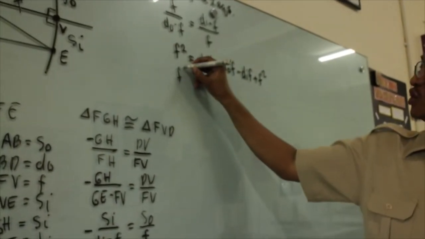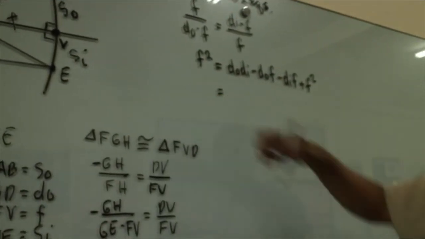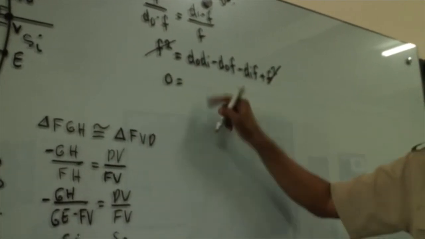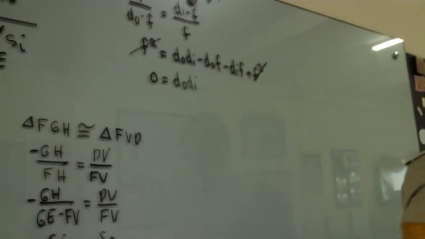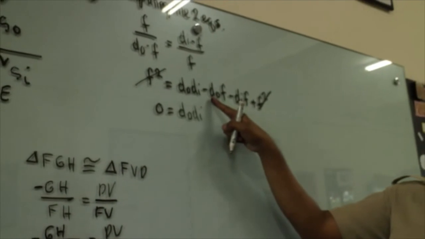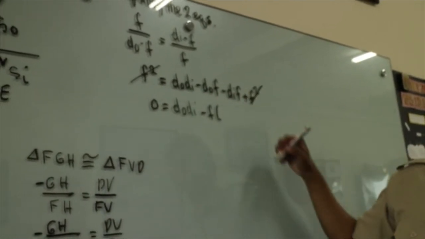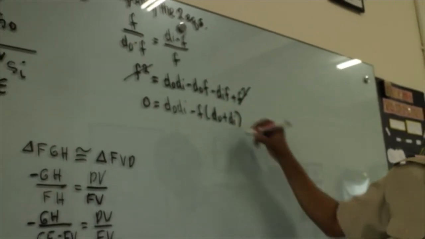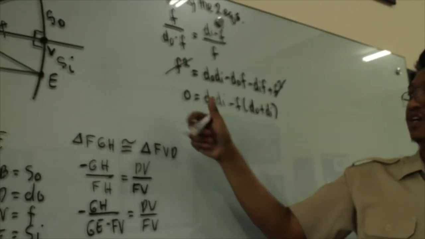We have F squared is equal to, by the way, we have something to cancel. F squared can be canceled, so this becomes zero. And then we have DODI. We can factor out negative F. Can you follow? Yes. If we factor out negative F, what would be left? It will be DO plus DI. Can we transpose this term here? Yeah. So it will become what?